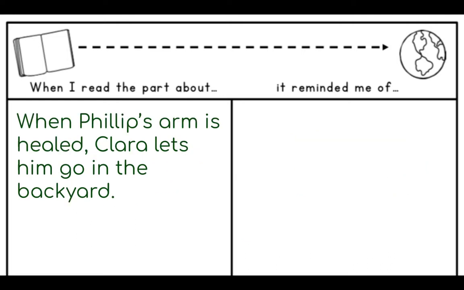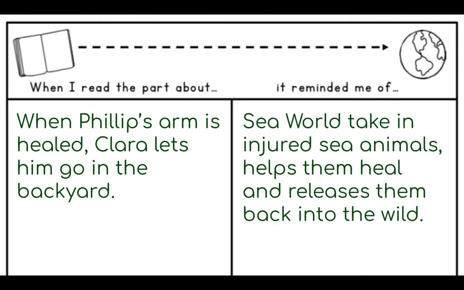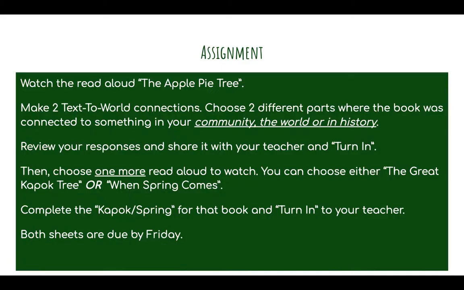The other part that stuck out to me was when Philip's arm is healed and Clara lets him go back into the backyard. Well, this reminded me of other animals that are injured and released. I know that SeaWorld takes in injured sea animals and helps them heal and releases them back into the wild. So I was able to take a part of the story and make a connection to something that happens in our world. So here's your assignment for the week.